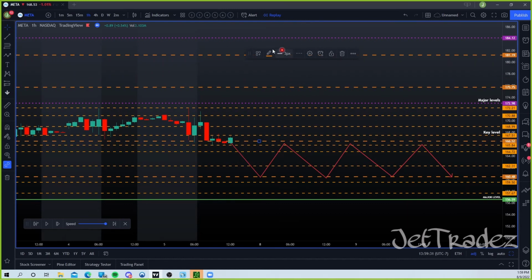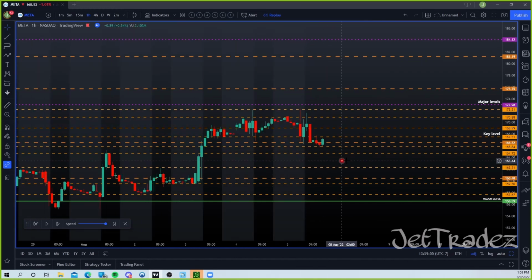Which were these real solid lines. And those are our targets. Our entries were below 165.55, 165.05. Below we go to 164.77. Below that we have nothing in there, so it'll go to 162.20. And then 162.20 to 160.44.